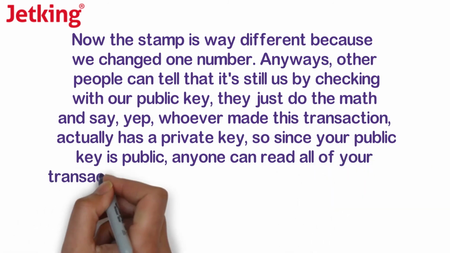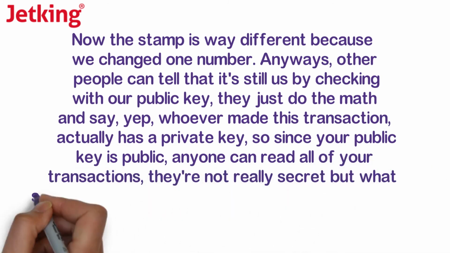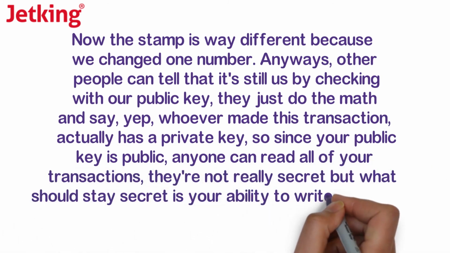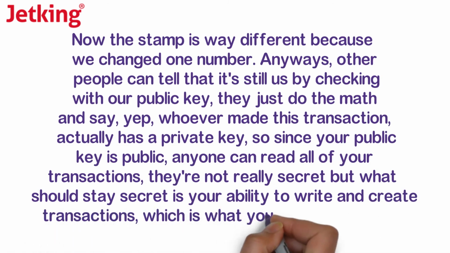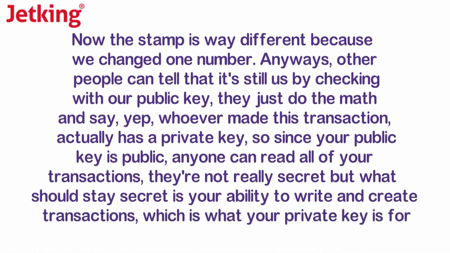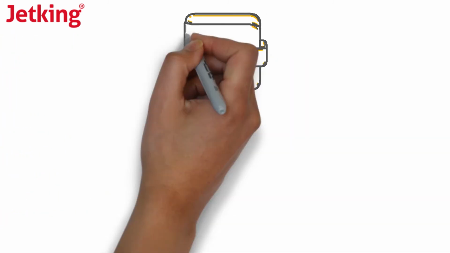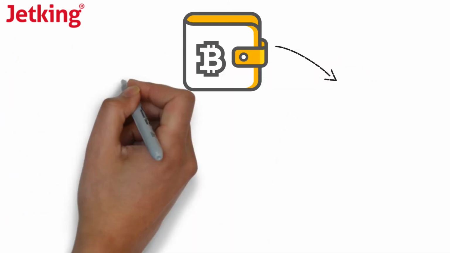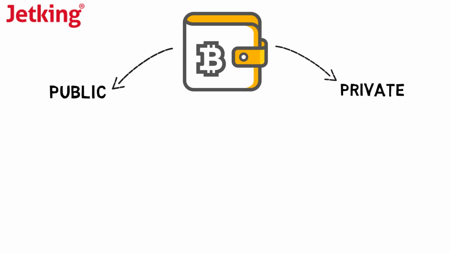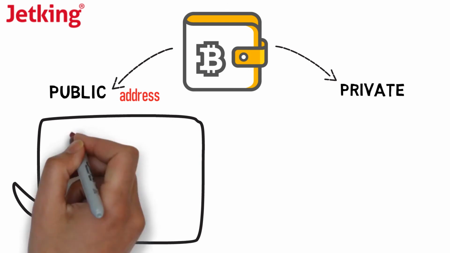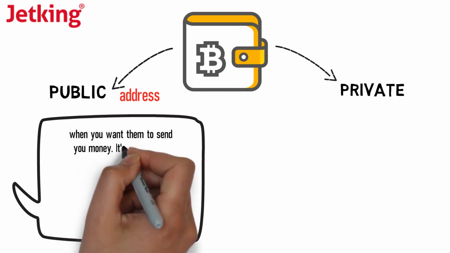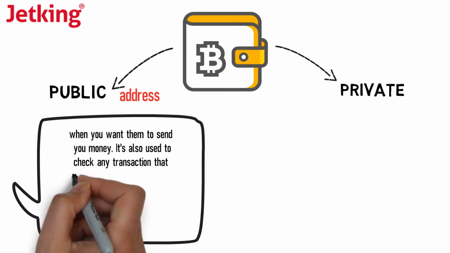So since your public key is public, anyone can read all of your transactions. They're not really secret, but what should stay secret is your ability to write and create transactions, which is what your private key is for. So to wrap this up, cryptocurrency wallets have 2 keys. One is public and one is private. The public one is your address. It's the one that you give other people when you want them to send you money. It's also used to check any transaction that you make.